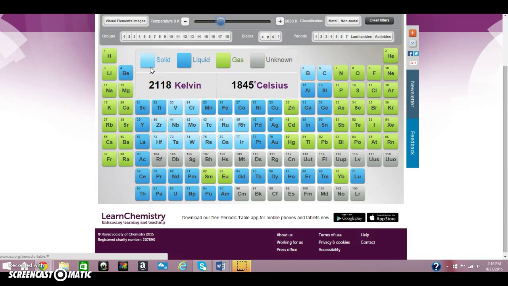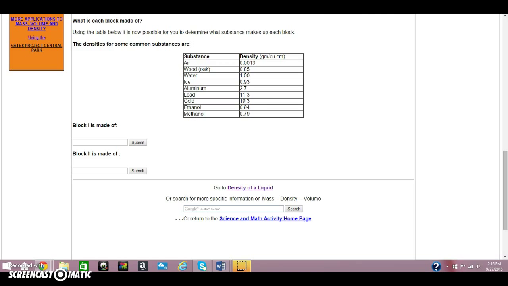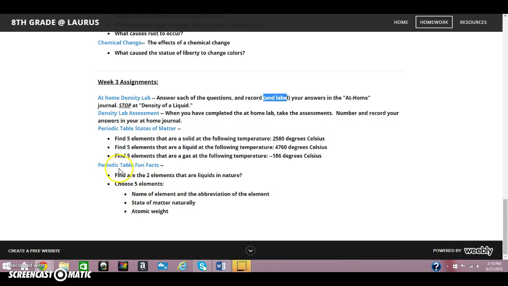So it's all color coded. These are solids, these are liquids, these are gases, these are we don't know. Okay? Don't worry about the we don't knows. Just worry about solid, liquid, gas. Right? And lastly, looking at your homework, there is periodic table fun facts. Find the 2 elements that are liquids in nature, and then choose 5 elements. So any 5 you want. Get the name of the element and the abbreviation of the element, state of matter naturally, and the atomic weight.